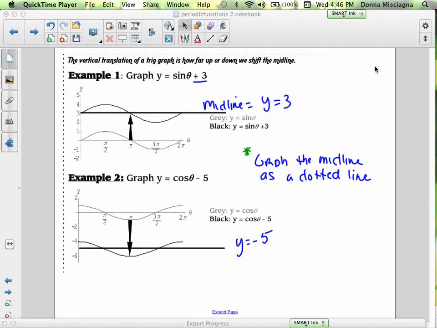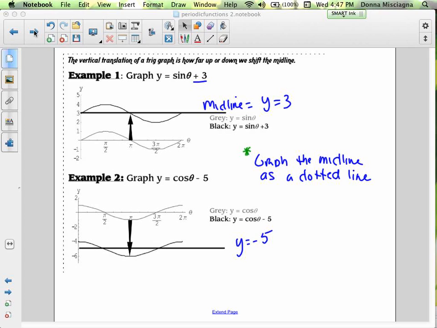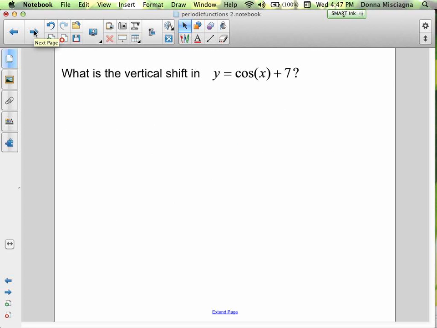So add to your notes, graph the midline as a dotted line. I have that there on the side with the asterisk. We're always going to graph our midline. The only time you don't have to graph it is if it's the x-axis. All right, that's fine. You don't need to graph that. It's obvious. All right, so let's see if we can identify some vertical shifts and some midlines.